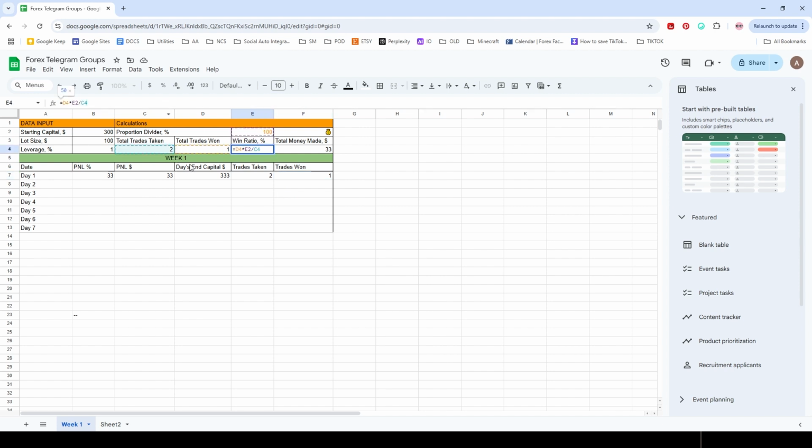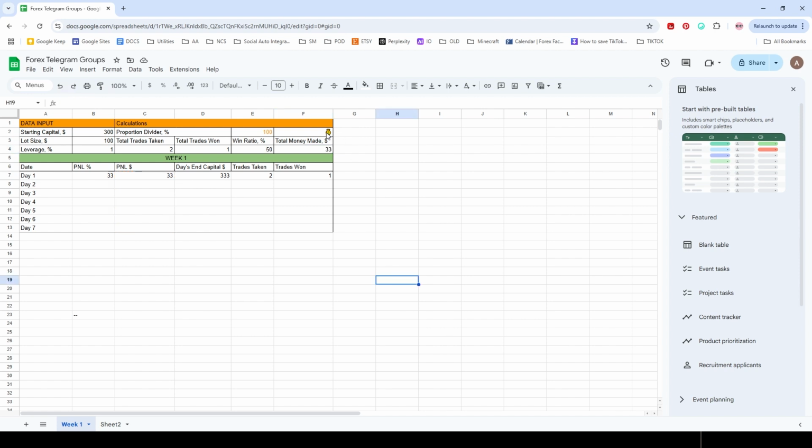And win ratio, which is basically the same thing. This cell is D4, total trades won. Right now I have this set at 1 because 1 is right here, times 100% (E2), divided by total trades taken, which is C4. What I was aiming at was 50%, and right here I have 50%. And this last cell is the sum of the total profit and loss for this week.